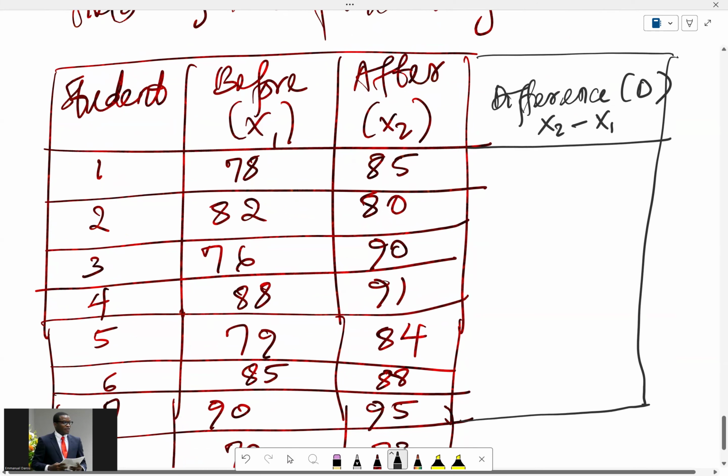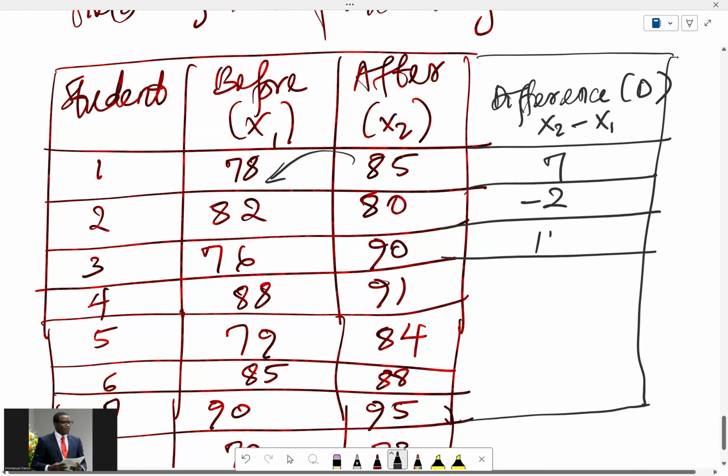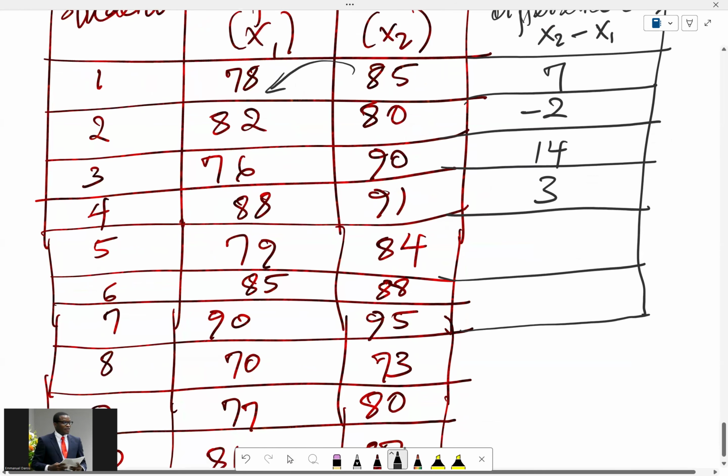So since it's x2 minus x1, right, that's 85 minus 78, that is 7. Then 80 minus 82, that's minus 2. 90 minus 76 is 14. 91 minus 88 is 3. 84 minus 79 is 5. 88 minus 85 is 3.